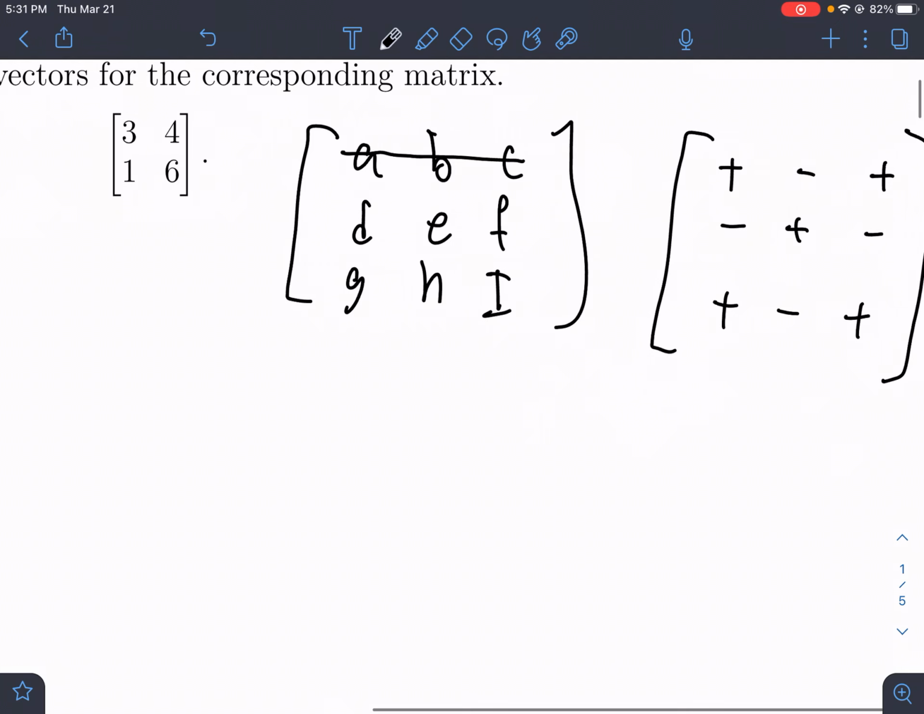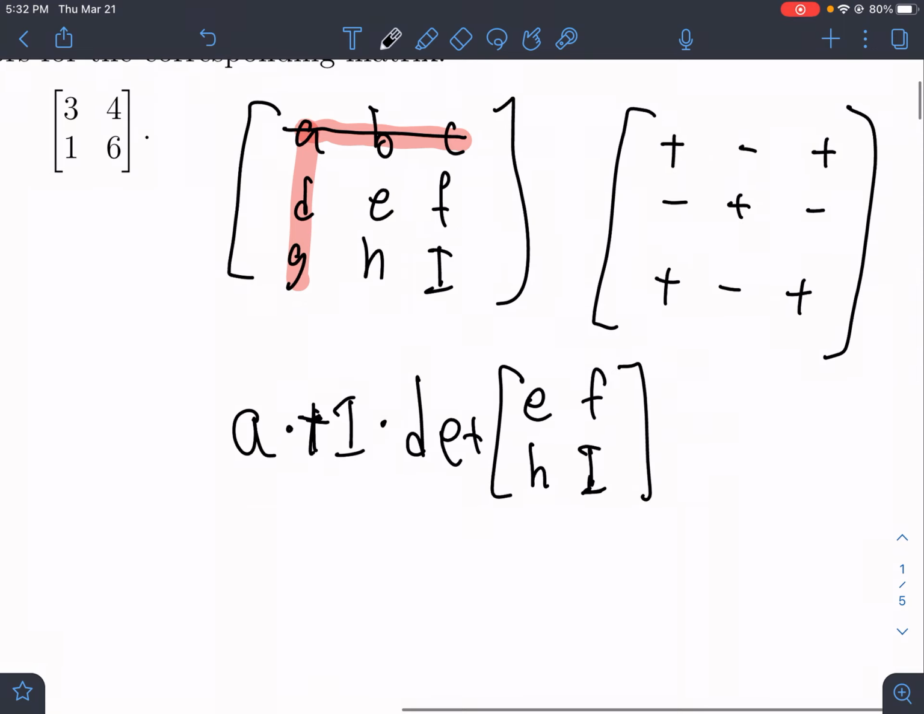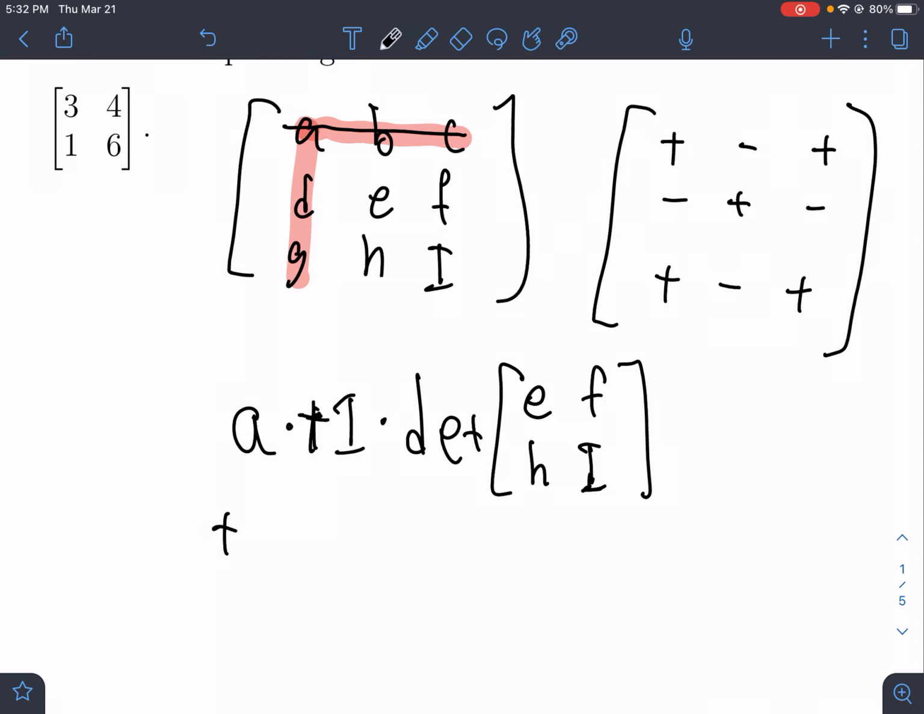What you would do is for every entry in this row, like for A, you expand by every entry inside the row or column that you choose. So when I expand by A, I take out all entries on the row or column of A, and I multiply A by the sign of A, so plus 1, and I multiply that by the determinant of all the entries that are left. So E, F, H, I. I preserve the order. Now, what I would do is I would add B. So the next entry I would expand by would be B.